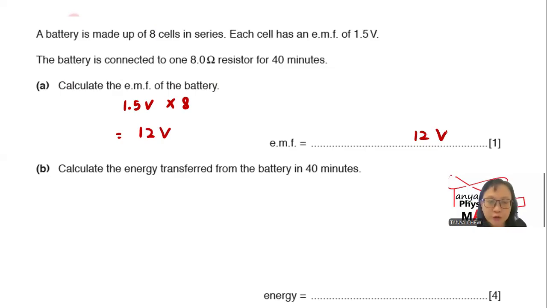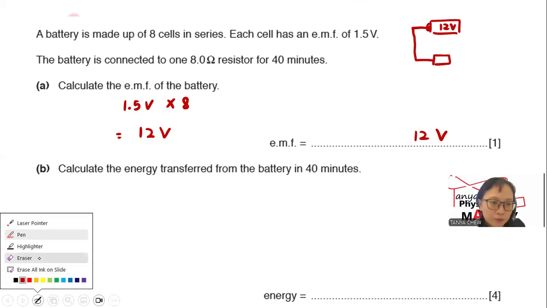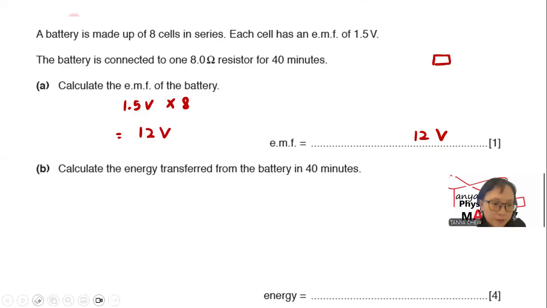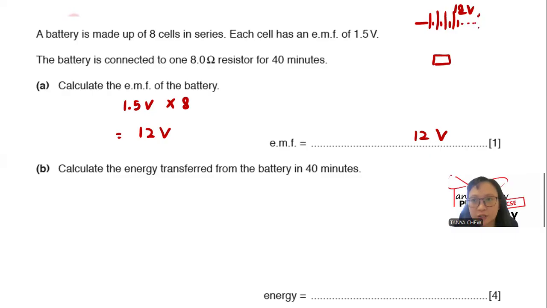Okay, let me draw the circuit so that you can see it clearer. So I will say that this is a battery, which is 12 volt. I should draw a battery like this. Okay, give me a while. This is 12 volt. I draw only a few, whereas I'm supposed to draw 8. So this is a resistor, and this is 8 ohm. And you have to calculate the energy transfer from the battery in 40 minutes.